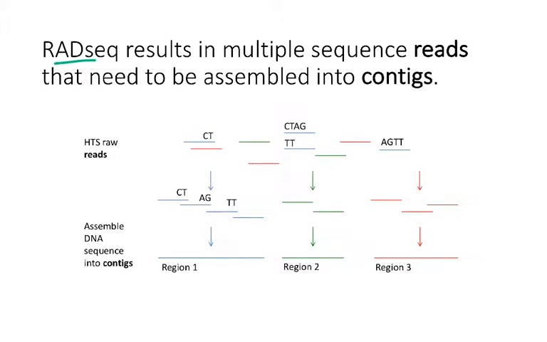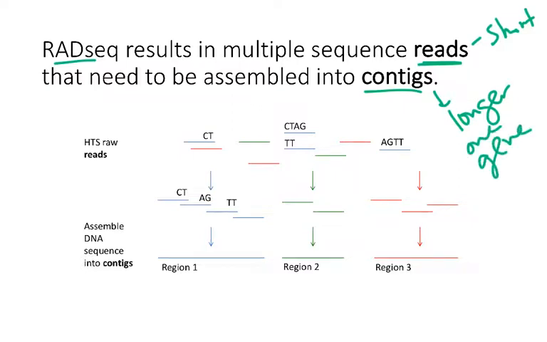When you do a RAD-seq study, because of the way the technology works, what you end up with are many sequence reads, so they're called reads, and they're really short. Because they're short, that means they don't have the full sequence of the gene. So what we need to do is use these bioinformatics programs to assemble those small reads into contigs, which are longer. So reads are really short, and contigs are longer, ideally representing one gene.